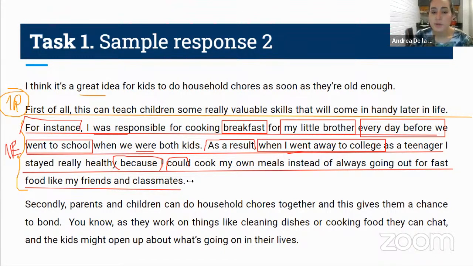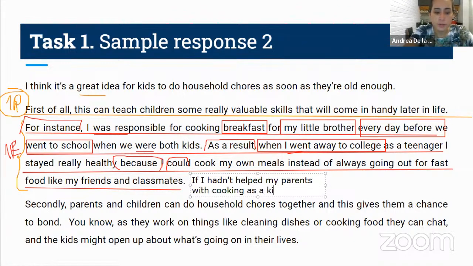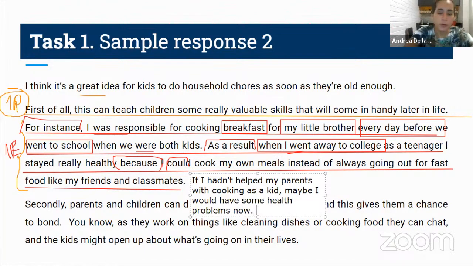Maybe he could have even used a conditional at the end and said something like, if I hadn't helped my parents with cooking as a kid, maybe I wouldn't be so healthy now, or I would have some problems. I would have some health problems, right? Or maybe I would have struggled in college. Many things you could say.